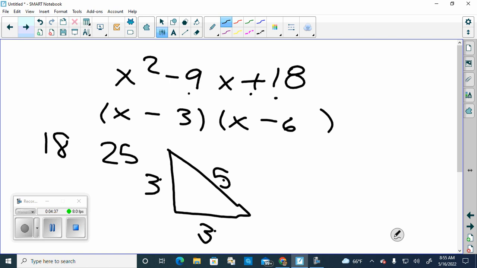Okay, here's another one. The length of one of the legs of a right triangle is 7. So we already know it's a right triangle. One of the legs is 7, the hypotenuse is 12, so that's your C, and they want you to find the length of the other leg.